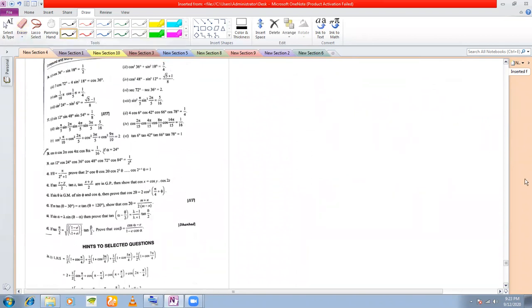So let us see the next one, which is number 39. You have to prove here cos 12, cos 24, cos 36, cos 48, cos 72, cos 84 is equal to 1 by 2 to the power of 6. So let us start from the left hand side. This is exactly a similar problem.